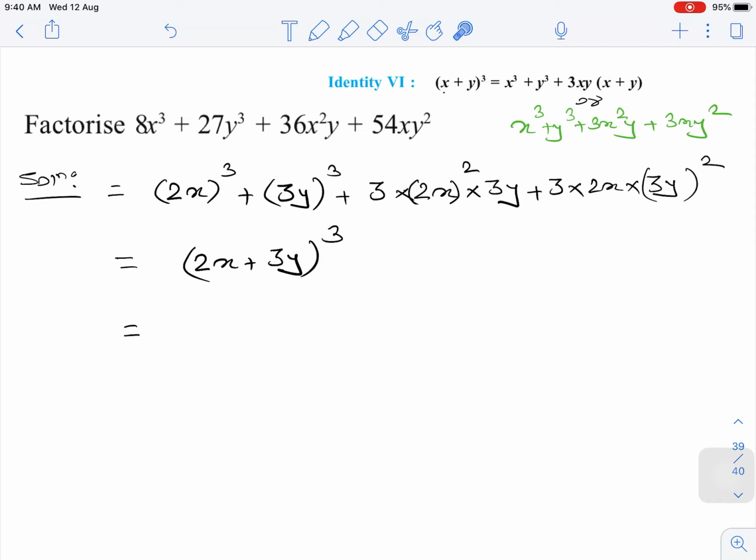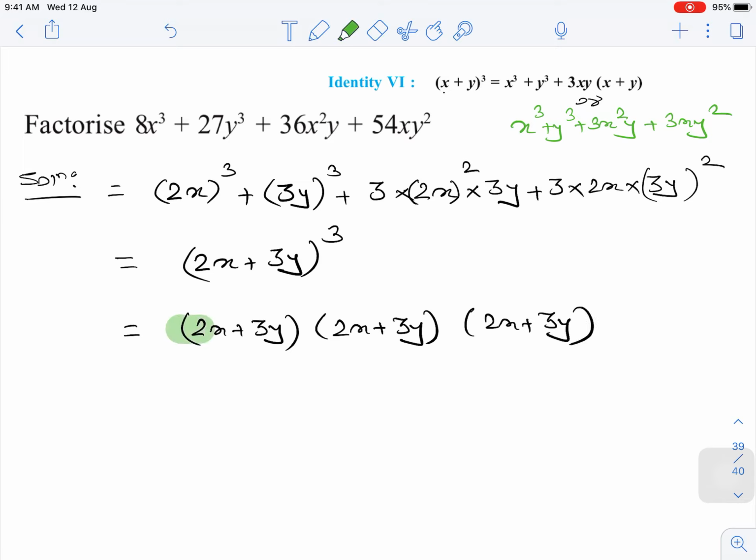So that equals to, now we have to factorize it, means we will write this one how many times? 3 times. Okay, so you will get (2x plus 3y), (2x plus 3y) and (2x plus 3y). Okay, so this is our final answer. Okay, so this much is enough for today. Hope you all must have understood.